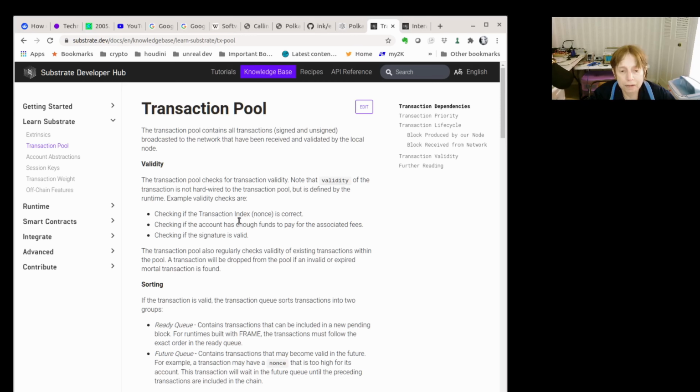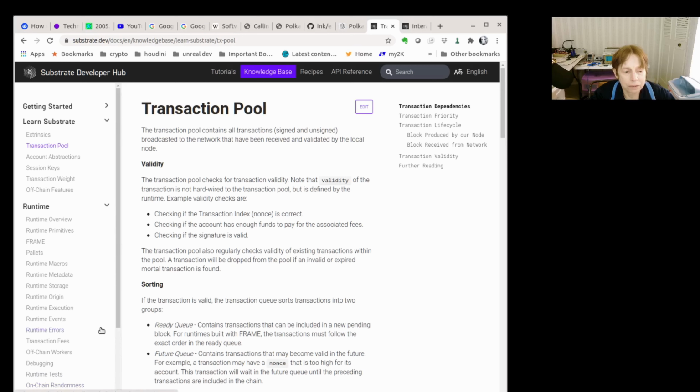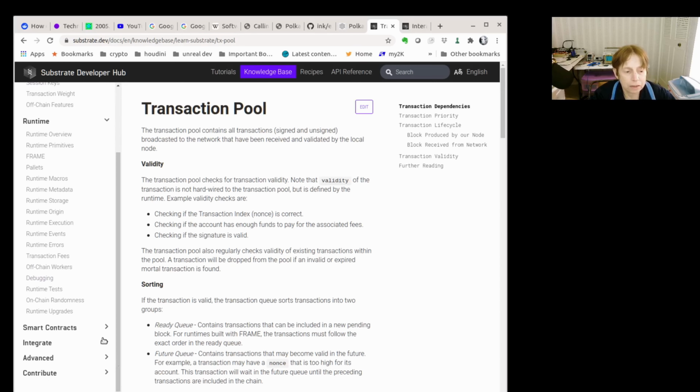Does the account have enough funds? Is the signature valid? So these are all the things. And there are various things they talk about here in the runtime. And I will include this in the notes.